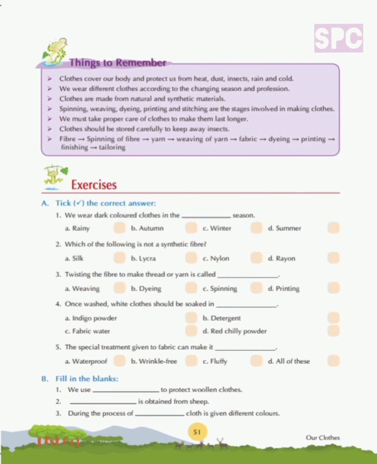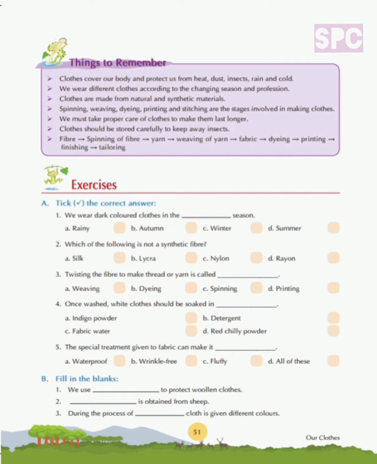Let's move on to the book exercises. Question number A. Choose the correct answer. Now here, for every question 4 options are given. We have to tick the correct option and write the same in the given blank. So let's start with question number 1.